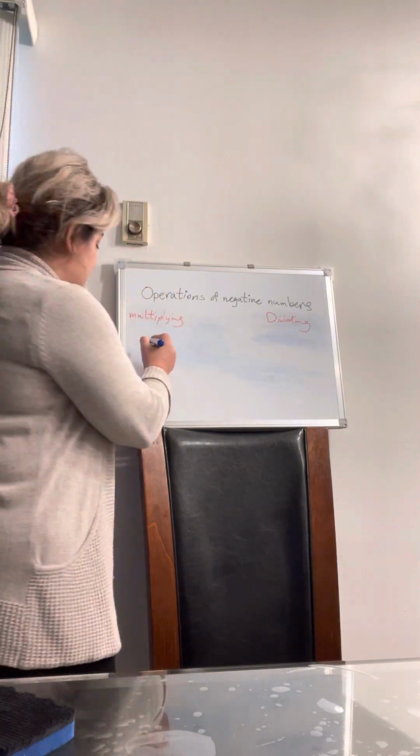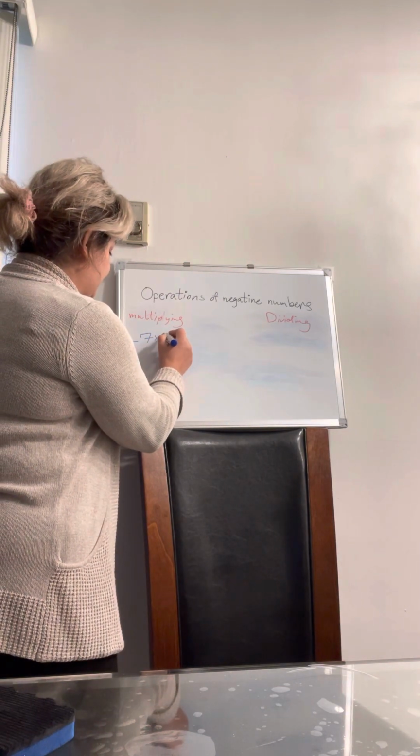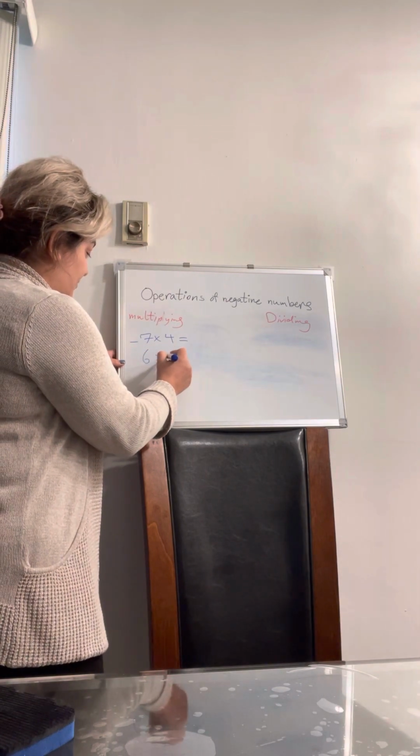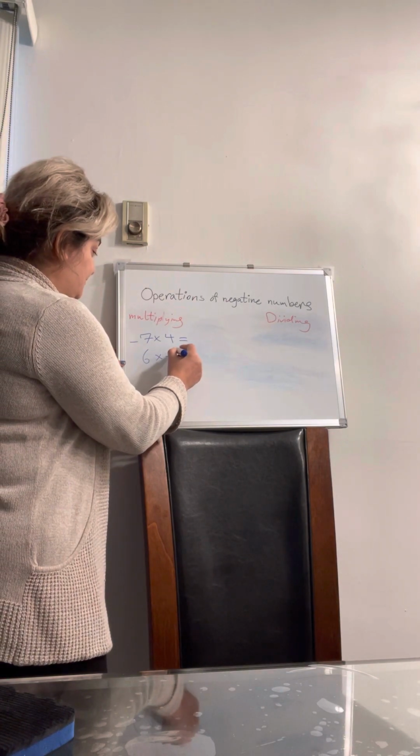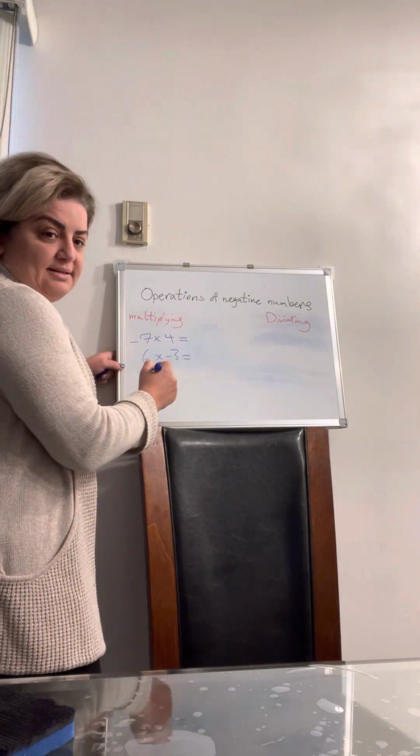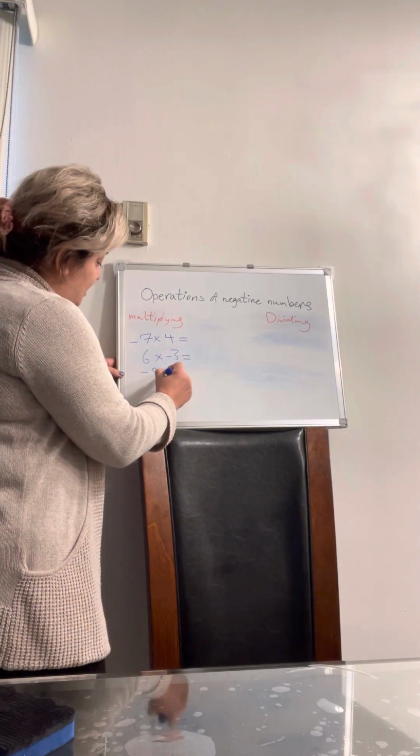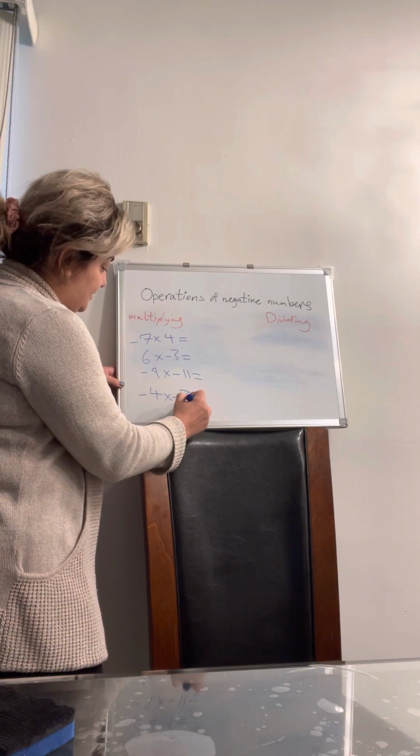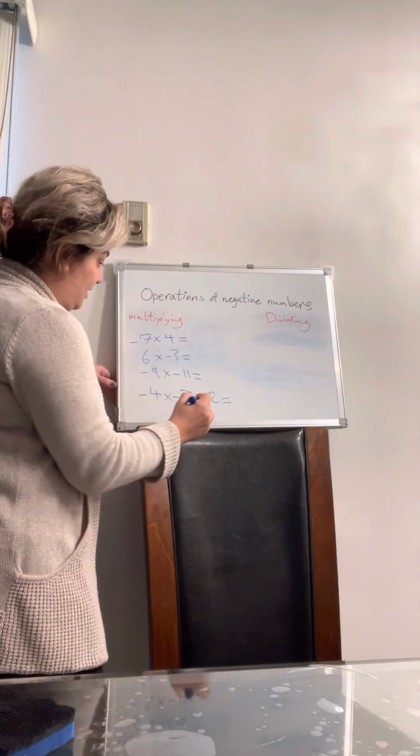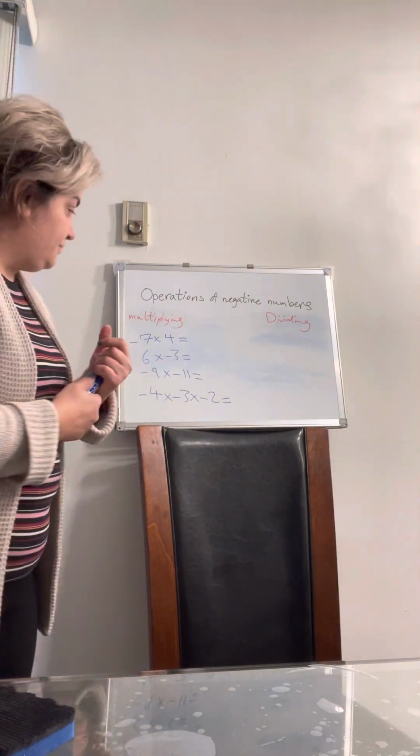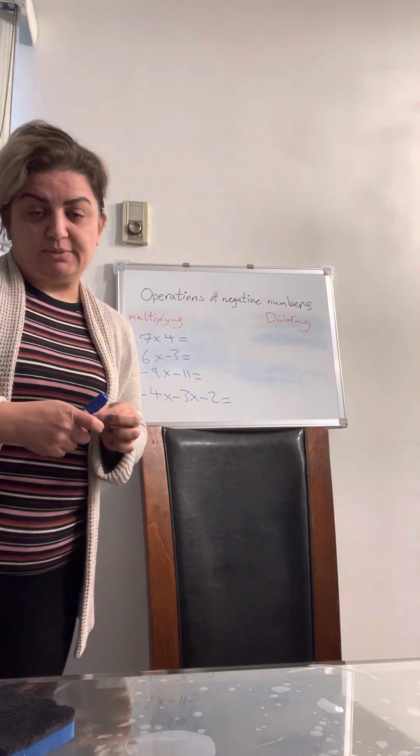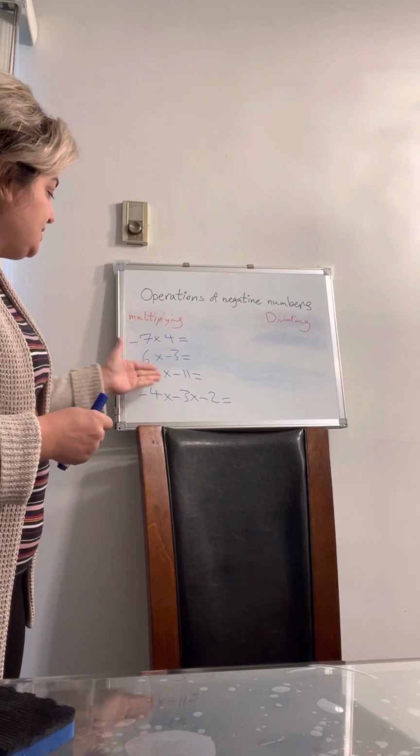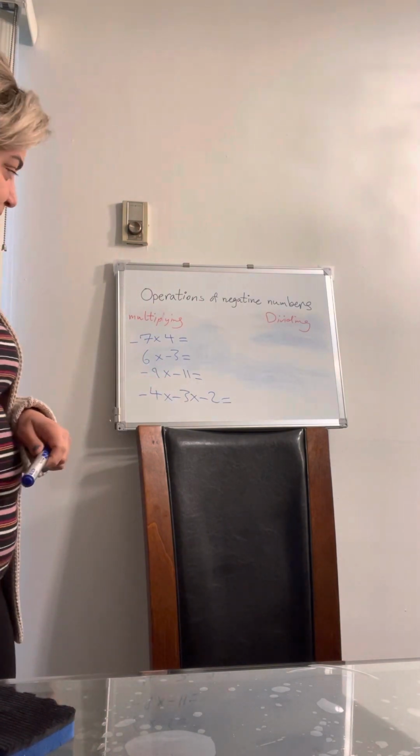For multiplying: negative 7 times 4, and 6 times negative 3, and negative 9 times negative 11, and negative 4 times negative 3 times negative 2. I bring you four examples of multiplying negative numbers with positive numbers or negative numbers too.